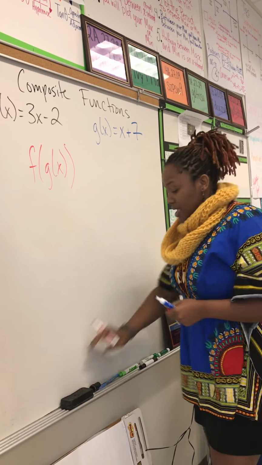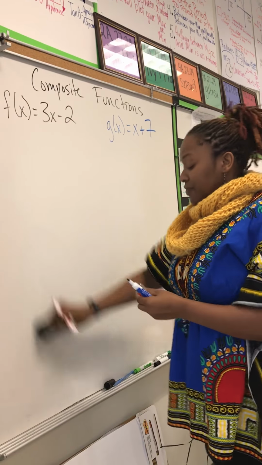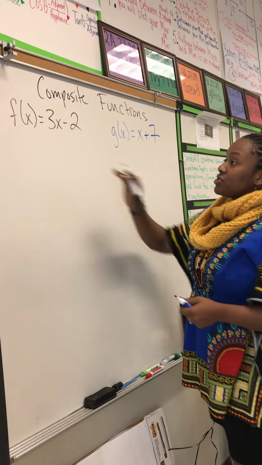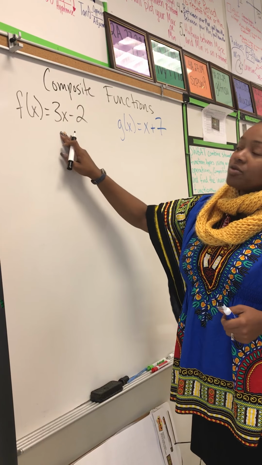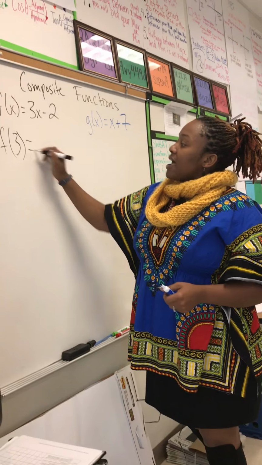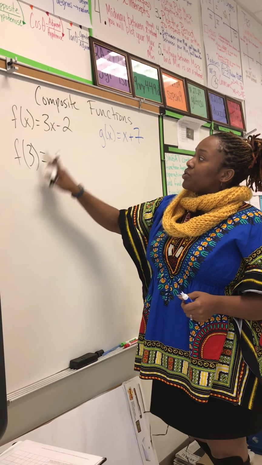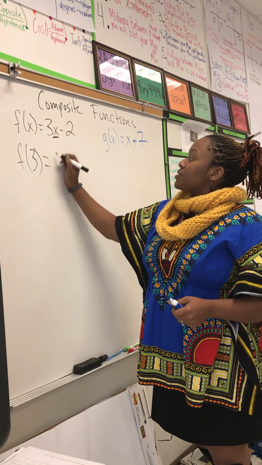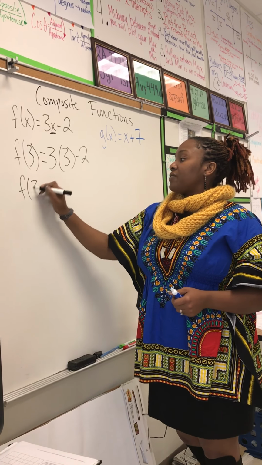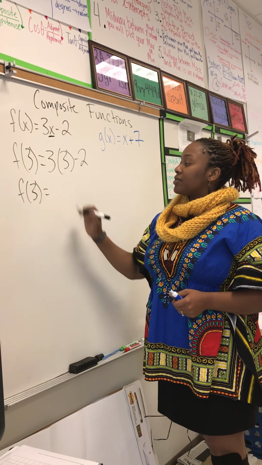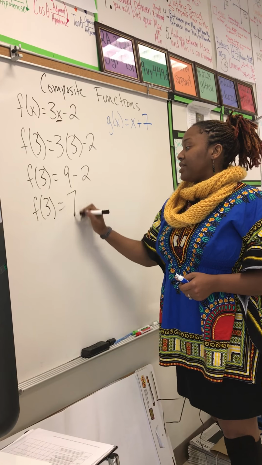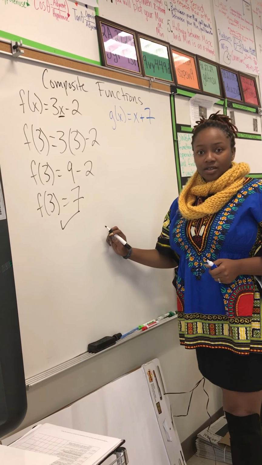So before we get into doing that, let's review how we work out our functions. So say for instance, if I have f of x equals 3x minus 2, and I say f of 3, that means I simply substitute 3 in for my x. So that'll be 3 times the quantity of 3 minus 2. So f of 3 equals, the product of 3 and 3 is 9 minus 2. So f of 3 equals 7 here. If you understand that, you're ready to go.